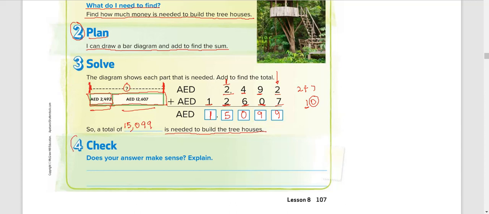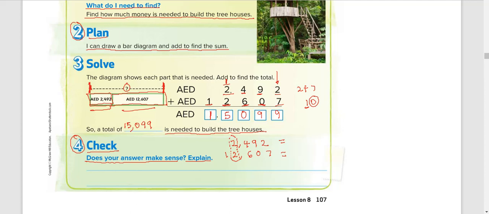Number 4 says check. Does your answer make sense? Explain. So how do you know if the answer makes sense or not? What you need to do is to estimate, or round. We have the first figure 2,492 and the second figure 12,607. So you need to round these two numbers to this place value.